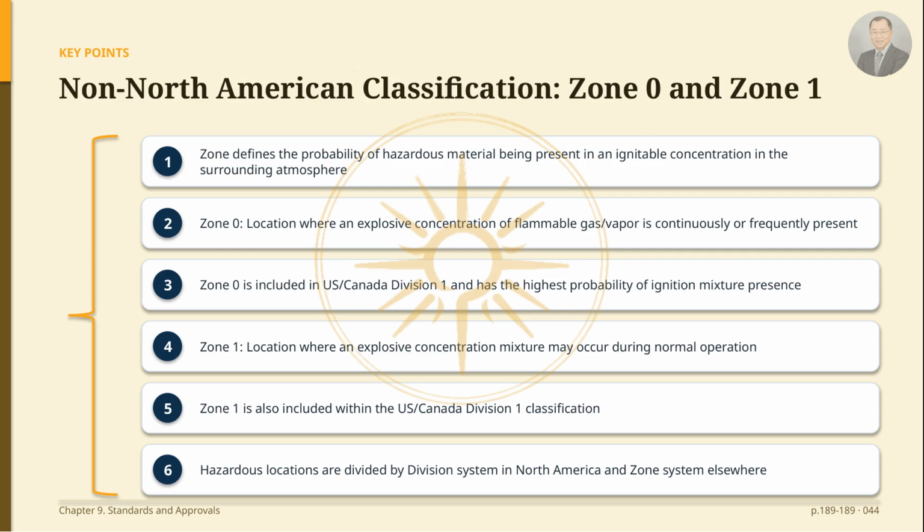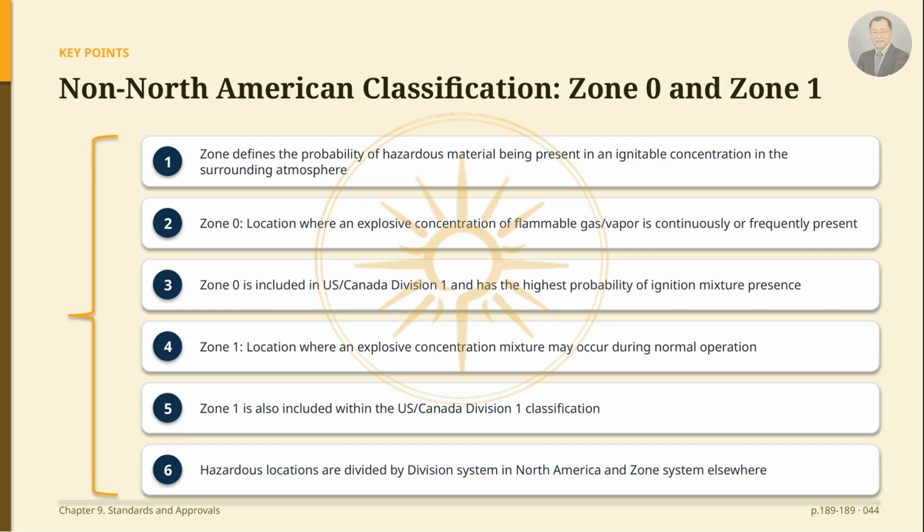North America. Zones are distinguished based on the probability that hazardous materials are present in the surrounding atmosphere in an ignitable concentration. First, Zone 0 refers to locations where an explosive concentration of a flammable gas or vapor mixture is continuously present or present for long periods. While Zone 0 is not specifically defined on its own, it is contained within the North American Division 1 classification and represents the area with the highest probability that an ignitable mixture is present.